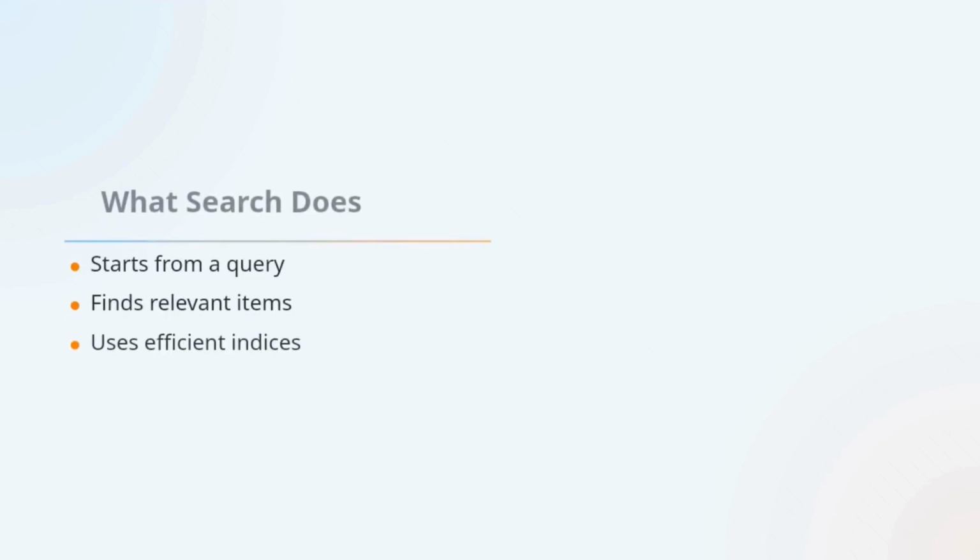At its core, search is about fulfilling an information need. A user gives a query, maybe text, an image, or even a list of items, and the system returns relevant results. Classical search relies on representations and indexing structures that make retrieval fast and scalable.